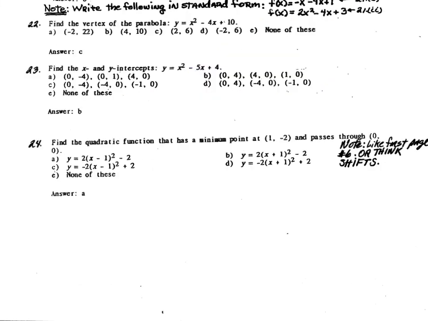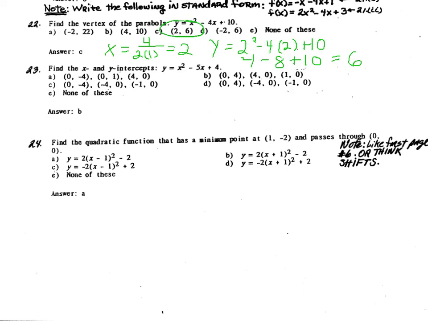In number 22, we want to find the vertex of the parabola. So we can use the equation -b over 2a and plug it in, or we could put it in standard form. Either way works. I'm going to do x equals -b, so positive 4 over 2 times 1. So I know that the x value of my vertex is 2. So now I'm going to take 2 and plug it back in order to find the y part of my vertex. So I have 4 minus 8 plus 10. So I know that the y part of my vertex will be 6. So my vertex is (2, 6), C.